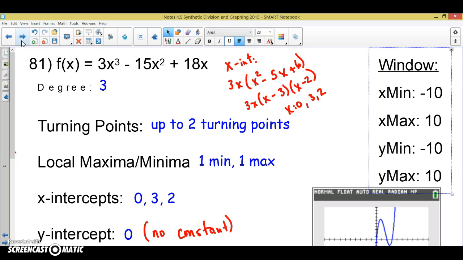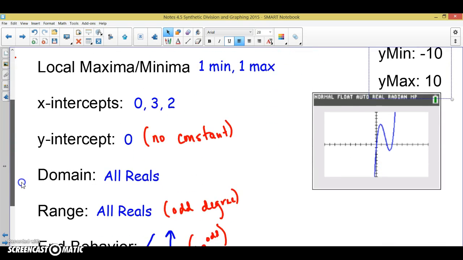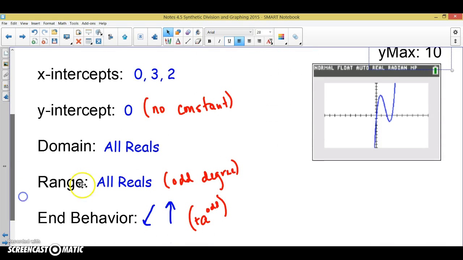Okay, here's the next one. Again, to find the x-intercepts, I factored out a common factor of 3x, and then I did the magic question to factor the remaining trinomial. So then my x-intercepts were 0, 3, and 2. And again, with the range, it's all reals because we have an odd degree.